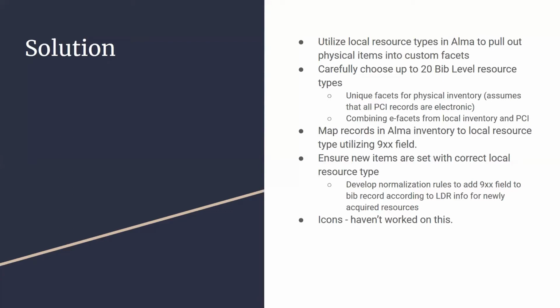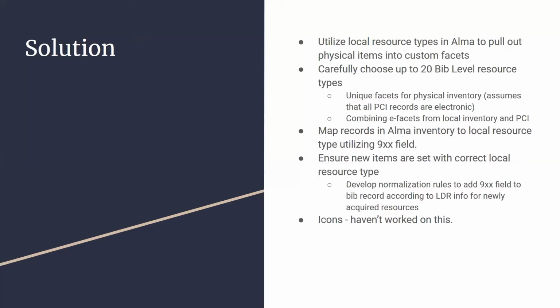And because this is all at the bib level, we had to remember that there might be some of those weird items that might have a bib record with different item types on it, like a book that has a CD with it, or weird things like that. So there are nuances that you have to really plan out and think about.